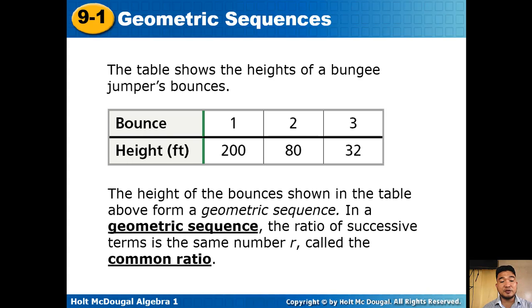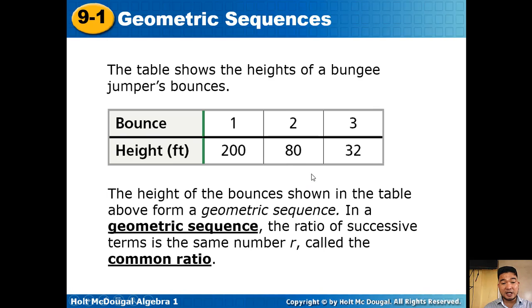So the heights of the bounces shown in the table above form a geometric sequence. Meron daw na form na geometric sequence dyan sa table na yan. In a geometric sequence, the ratio of successive terms is the same number r, called the common ratio. So r naman ang gagamitin natin dito. Instead of in arithmetic sequence, we use d for common difference, here in geometric sequence, we use r.